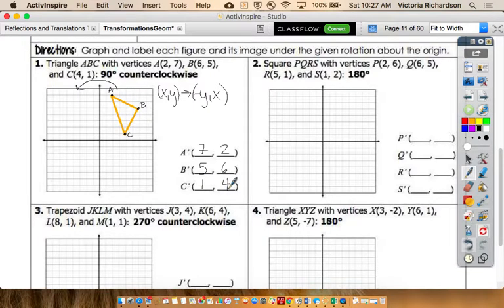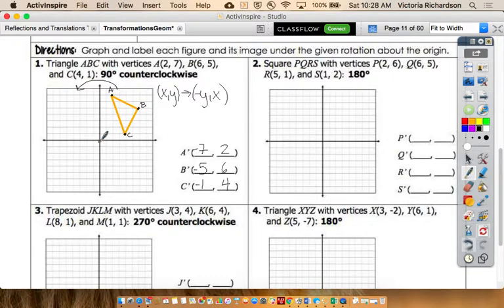And then the next thing I need to do is make sure that I change all of these signs in the front. So instead of positive 7, I'm going to have negative 7. Instead of positive 5, I'm going to have negative 5. And instead of positive 1, I'm going to have negative 1. Now I have my new ordered pairs, so I'm going to graph those.